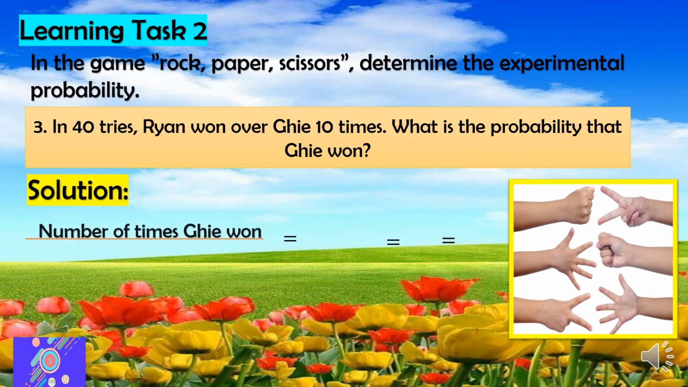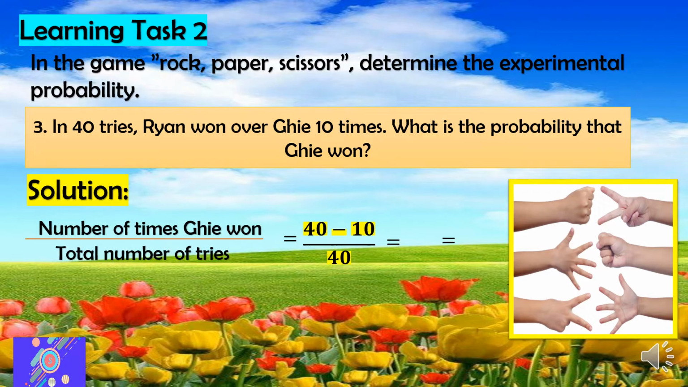So for the solution, number of times G won over total number of tries. So ilan lahat yung tries nila? So 40. Pero ang si Ryan ay nanalo ng 10 times over G. So, ima-minus natin yung panalo ni Ryan. So, 40 minus 10, that is equal to 30.